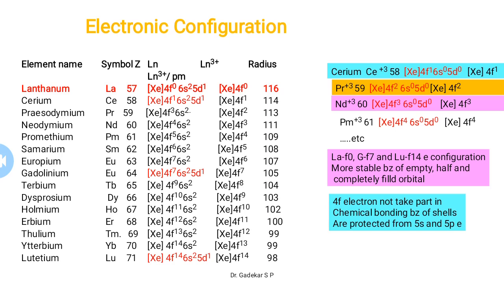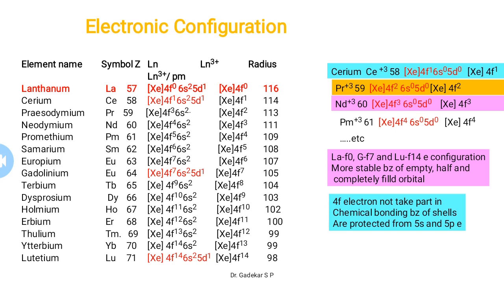This electronic configuration is more stable because of empty, half-filled and completely filled orbitals. That's why they contain a d electron as well as f and s electrons. Other elements show only 4f and 6s electrons.